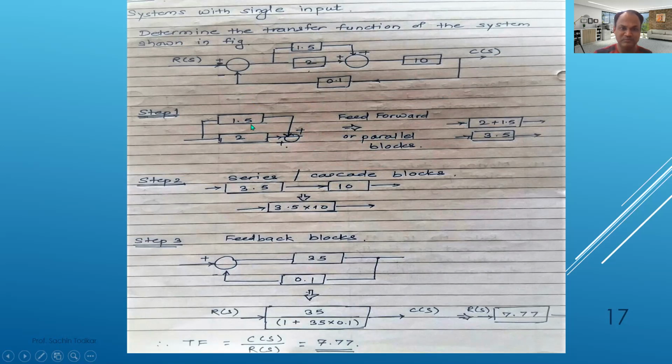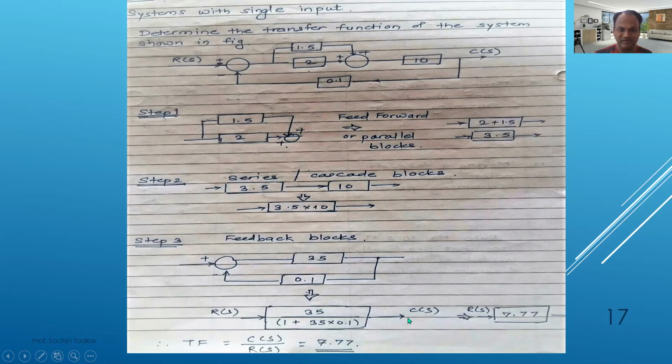So 2 plus 1.5 will be 3.5. Now again 3.5 and 10 are in cascading blocks, so the answer will be 3.5 into 10, that is 35. And this 0.1 is in feedback. So it will be 35, and this 0.1 has feedback.